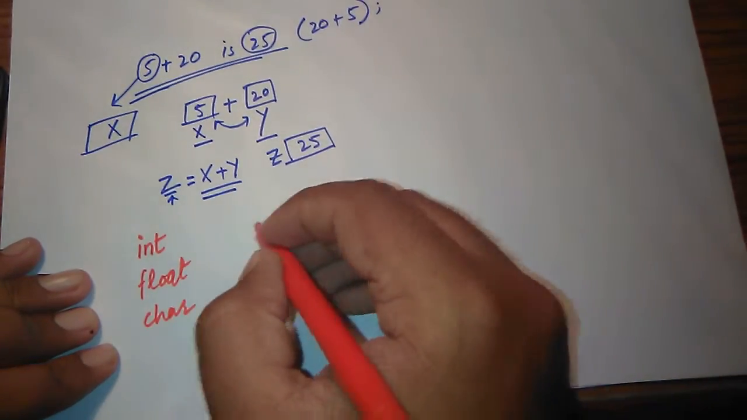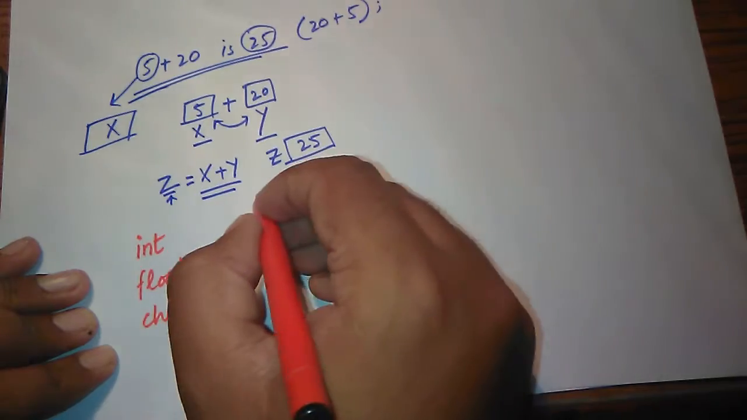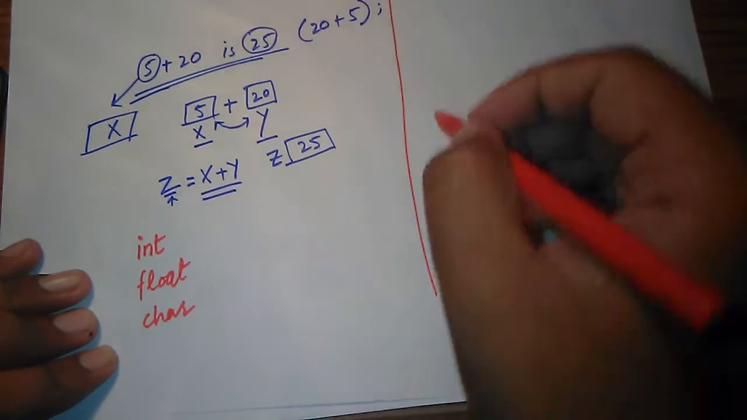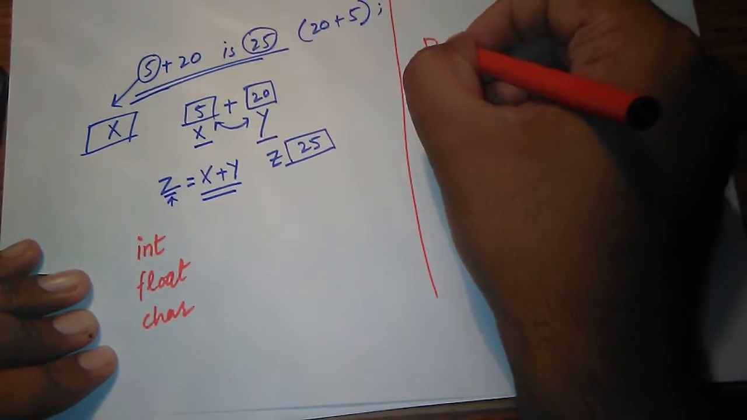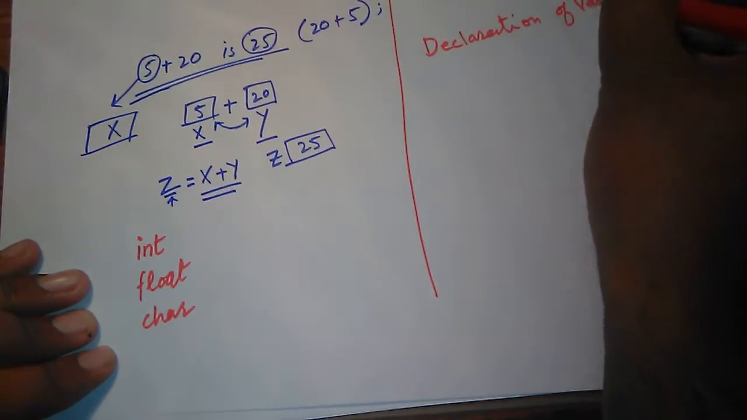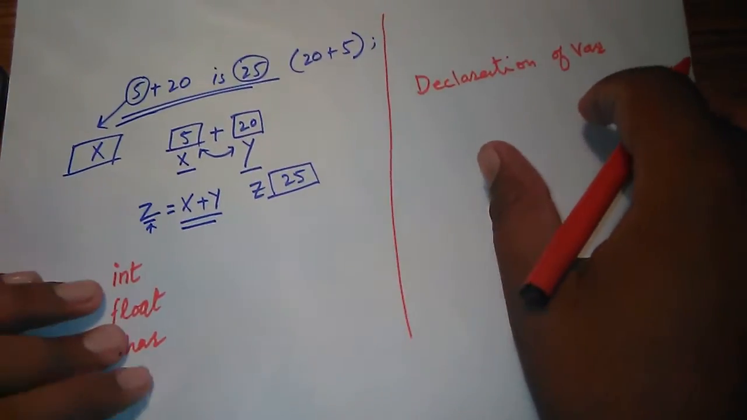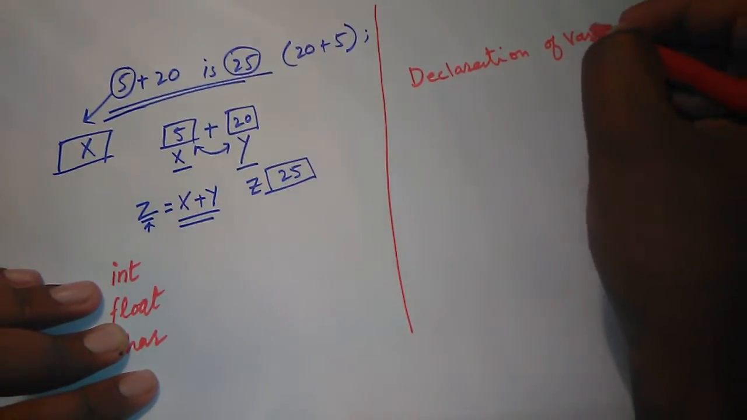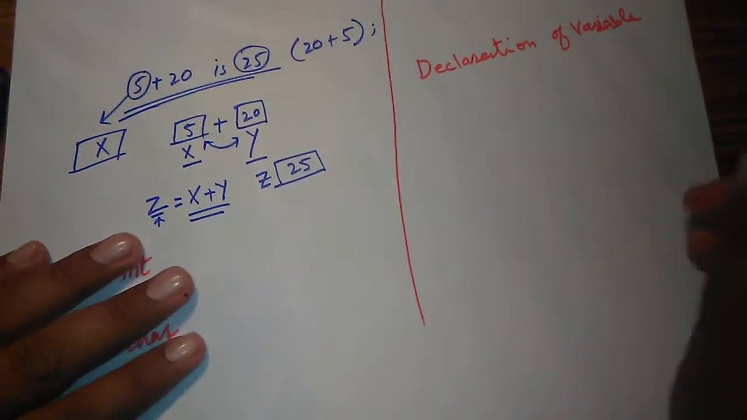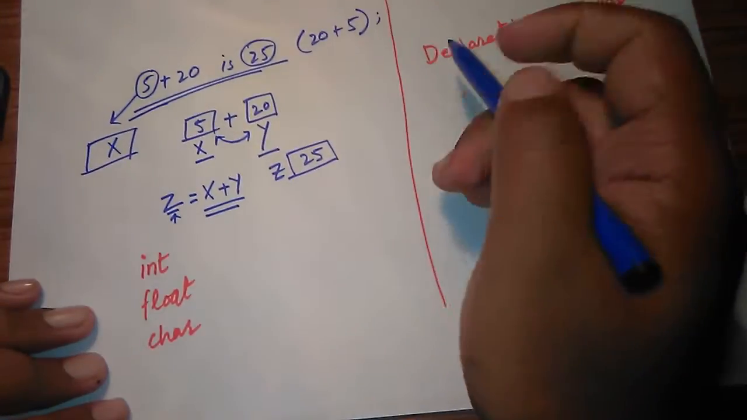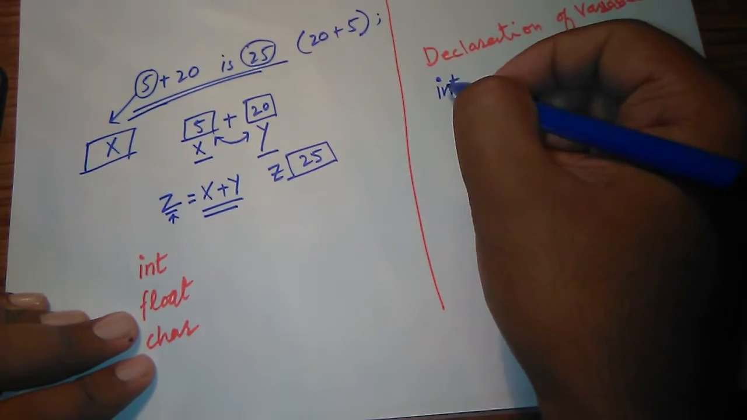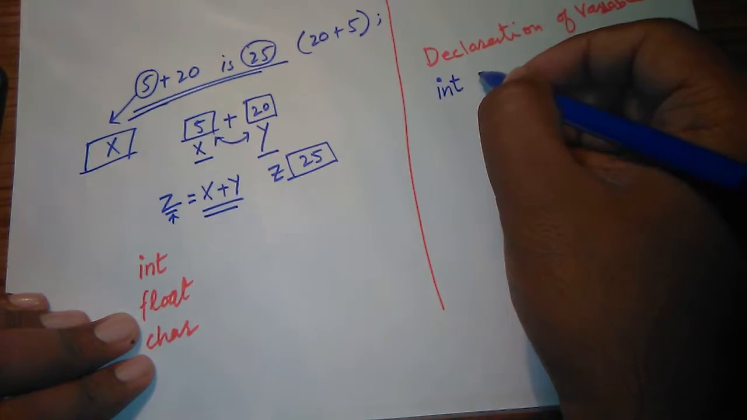Now I am going to discuss the declaration of a variable. For example, I want to create a variable. I will write it as int if it is of integer type. I have written int x.